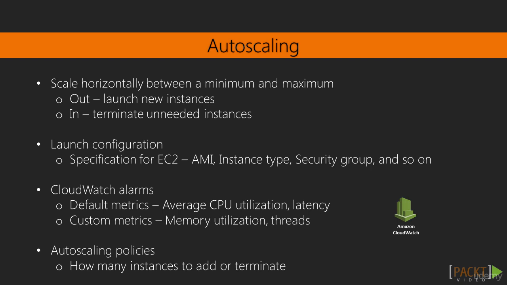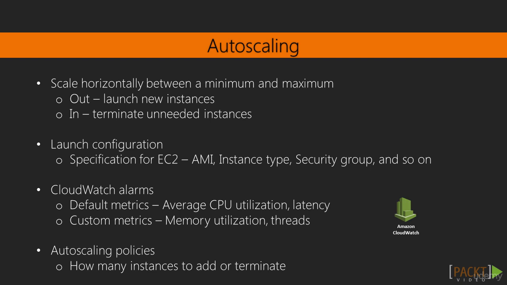When you create an autoscaling group, you will also have to define the launch configuration. This is simply all of the attributes of the EC2s that the autoscaling group will launch, including the AMI, instance size and type, security group, etc.